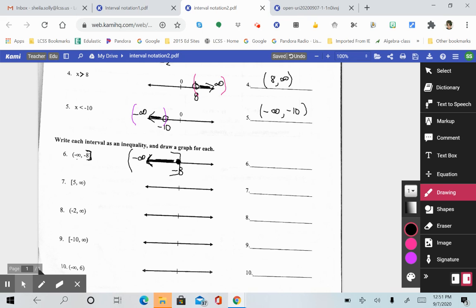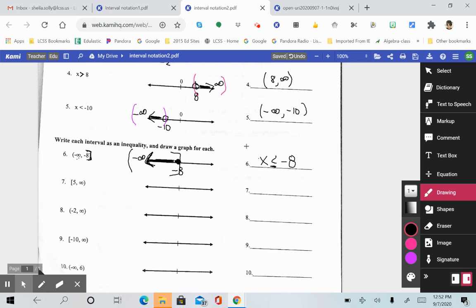So now, what does this mean? We want to write it as an inequality. So we have our variable x, which we always want on the left. It's shading left, so it's less than. It has a filled circle, so that means it's equal to, and the number they give us is -8. So now we have our inequality, our graph, and our interval notation.